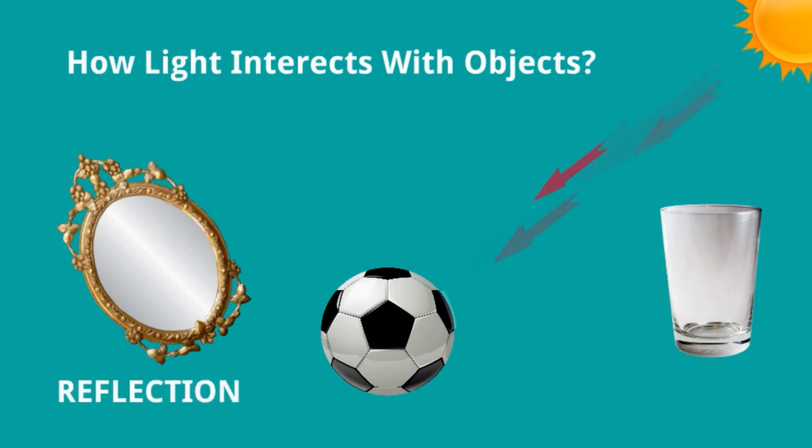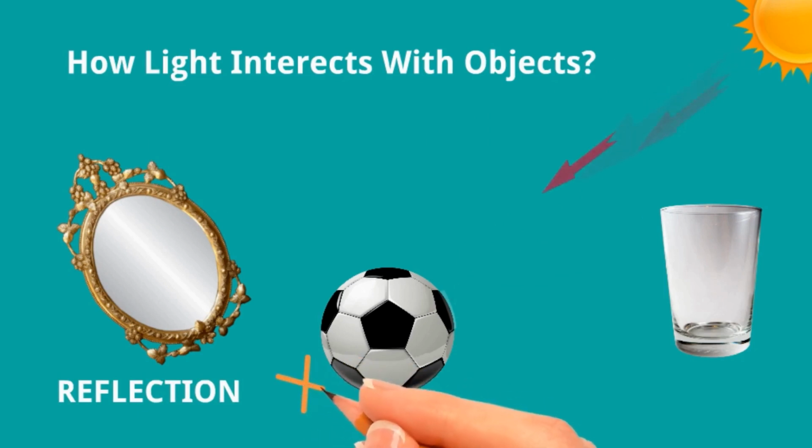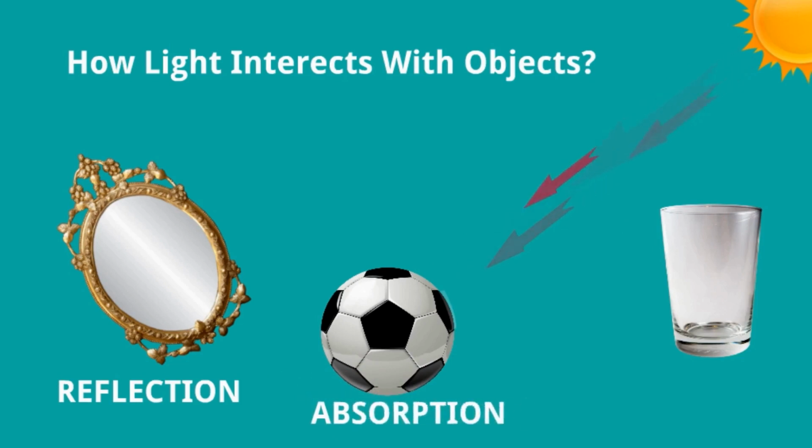And for the football, light is falling on the football and the football is absorbing all the rays. So no light rays are coming from the football. So the entire light is absorbed by the football. So it is absorption. And for the glass, light is passing through the glass. There is no reflection. It is simply passing through. So it is transmission.